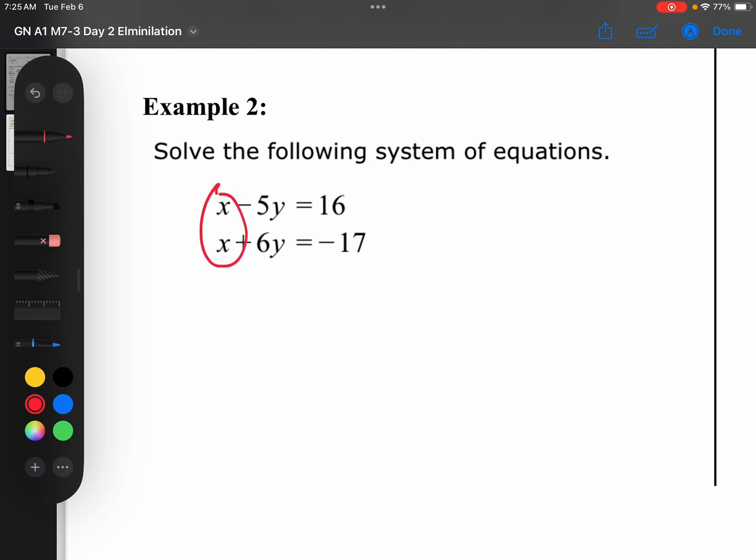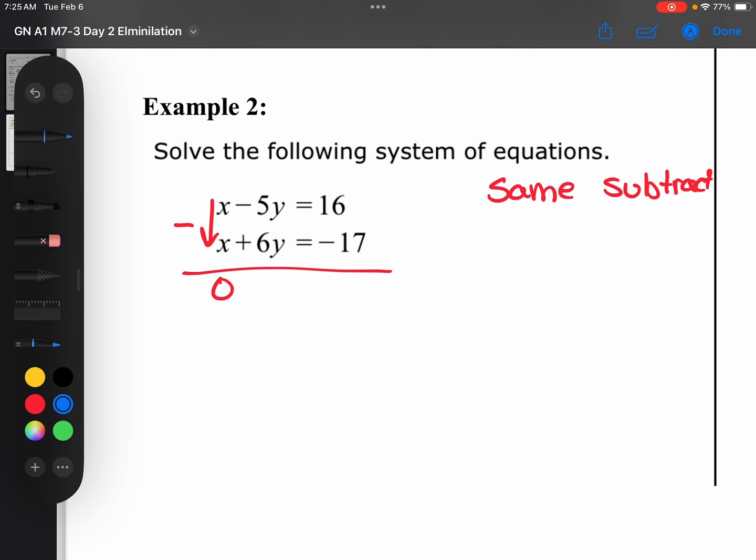It looks like my x's are the same. So since they're the same, you're going to subtract. So same, subtract with the elimination. Okay, so x minus x is going to get you 0. And then we've got negative 5y minus 6y is going to be negative 11y.